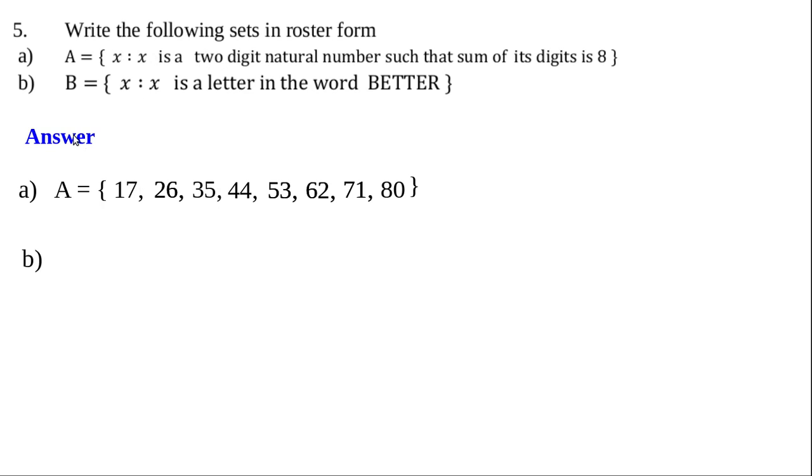Then what about question B? The set of all x such that x is a letter in the word BETTER. Which are the letters in the word BETTER? First one is B. Next is E. Next is T. Next is again T, but no need to write T twice. Okay. Then next is E. E we have written once, therefore no need to write it twice. Then what is the last letter? That is R. In roster form, elements are not generally repeated. Clear? The answer to question number 5 is over.